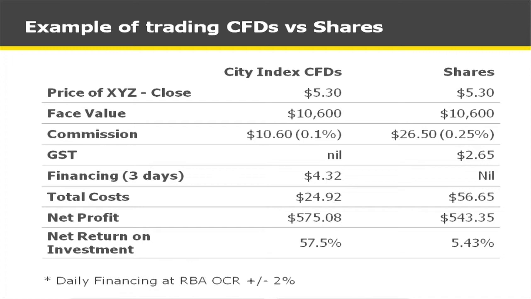Looking at the physical shares, we've had significantly more expenses in terms of brokerage to buy, brokerage to sell, GST on both of those. Total costs there have been $56.65. More than double. Considerably, yes. So by the time you end up looking at the net profit, you've only got $543.35 on your physical shares.